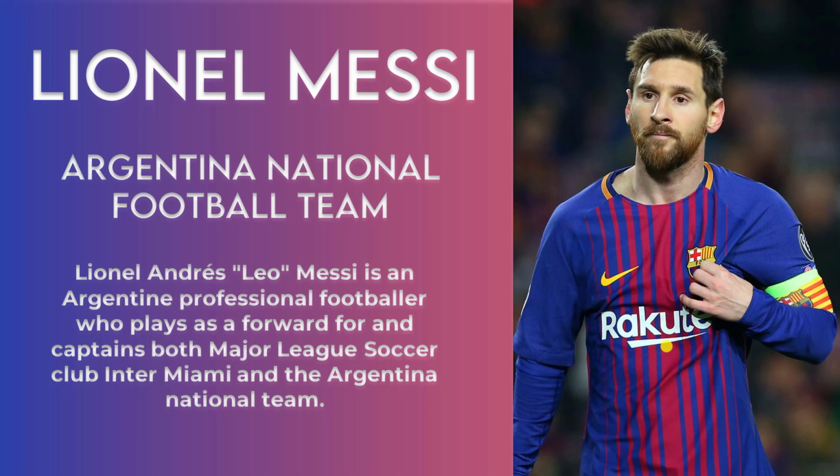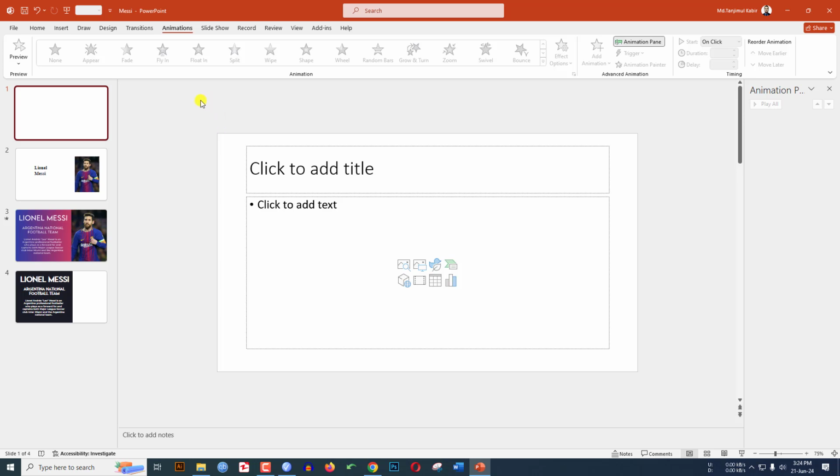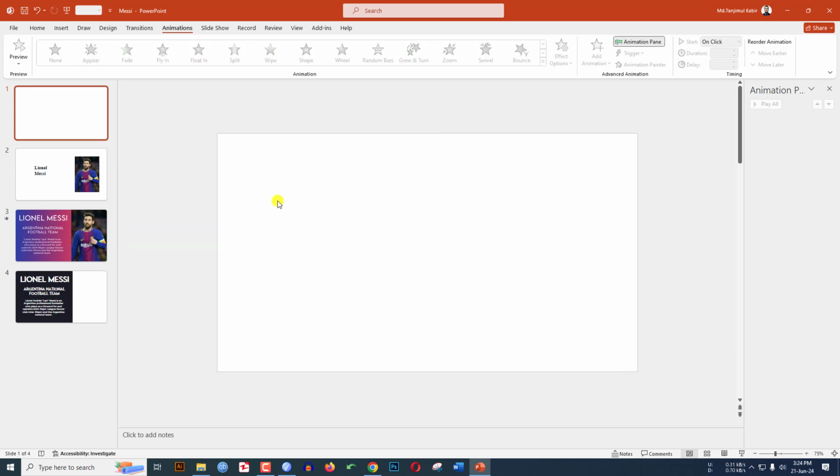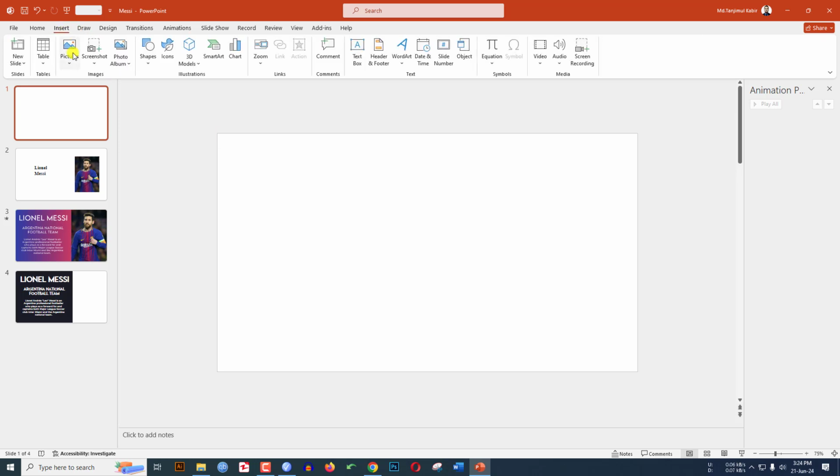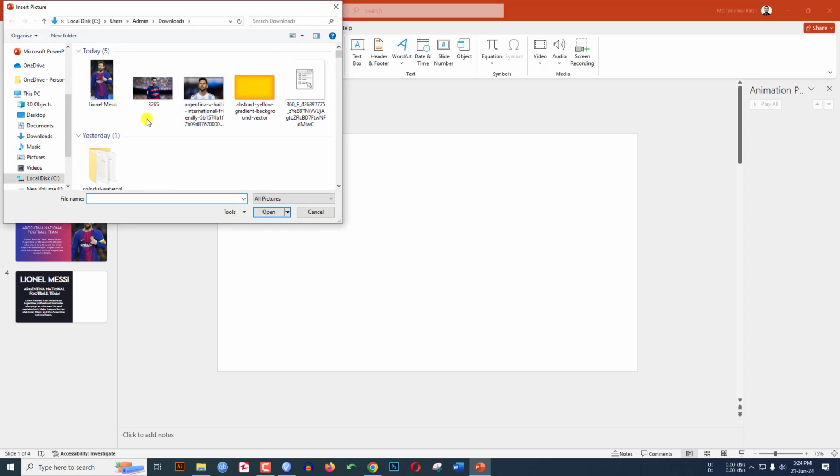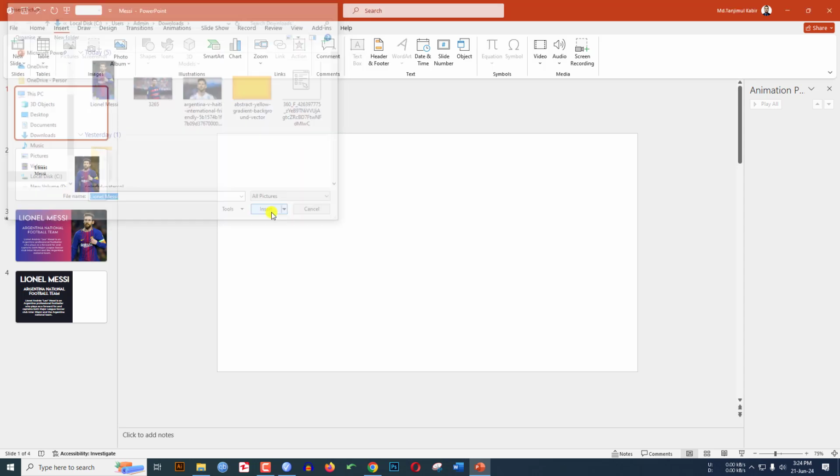Let's begin the topic. Here, let me insert a new slide. Let me select all of this and press the delete button to delete this. Now, I have to insert the picture of Messi. So go to Insert, go to Picture. I have downloaded the picture from the internet. So go to This Device. Let me select this picture and click on Insert.